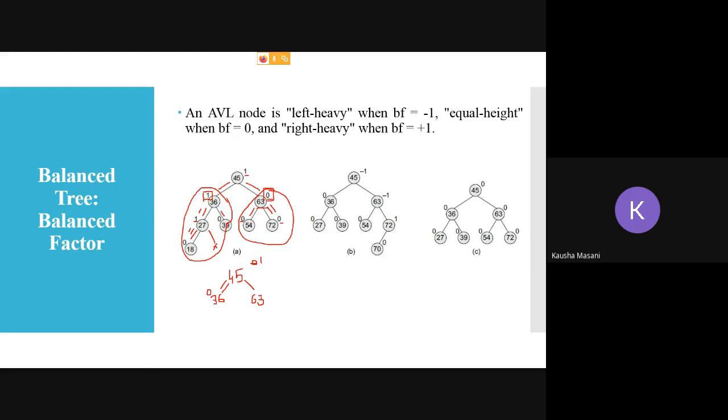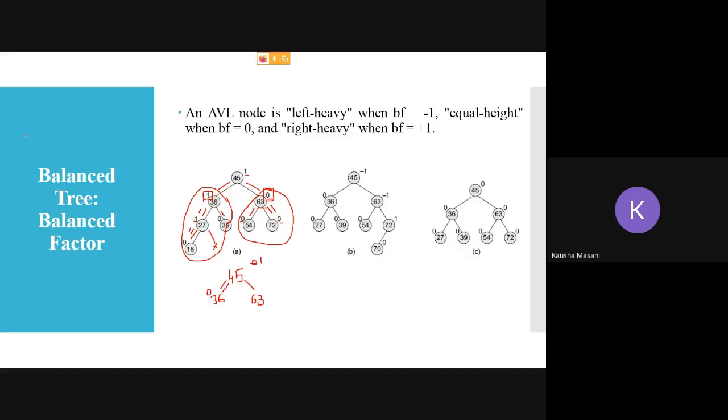Now again at 63, you have to calculate the balance factor. What is the balance factor at node 63? Anyone? 0, as it has no child. Correct. 0. Now the balance factor at node 45.